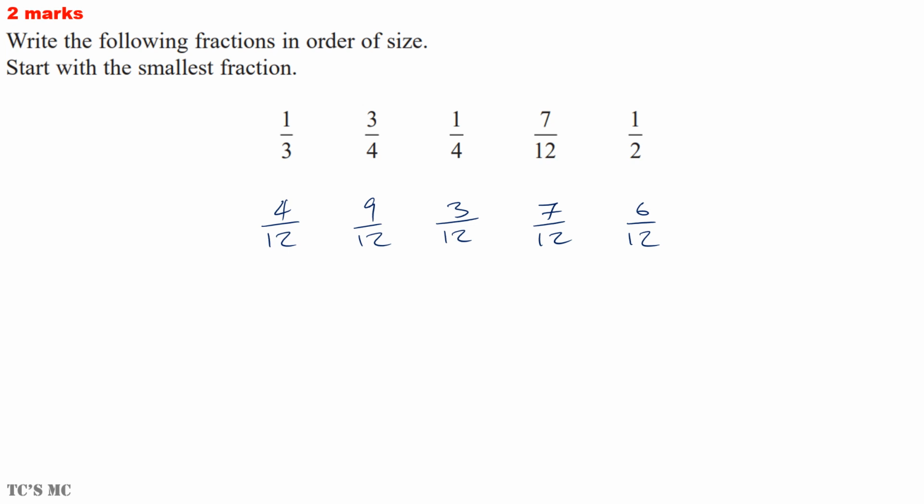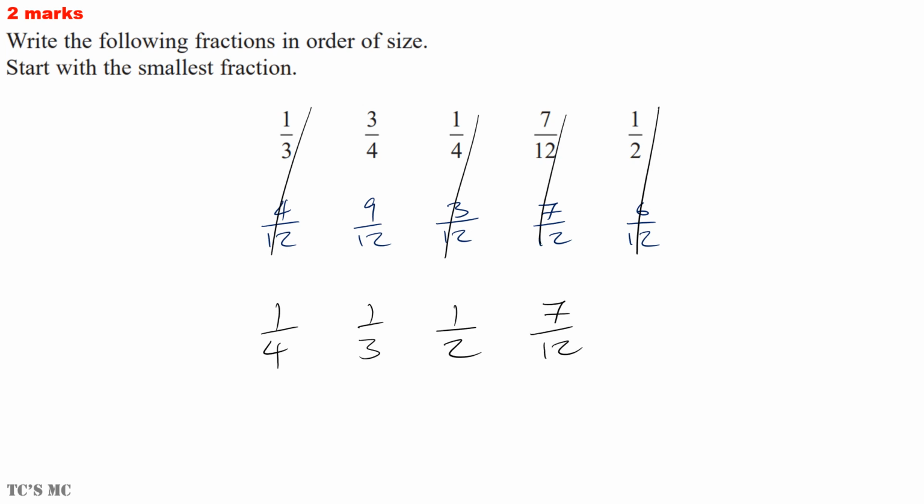So the smallest is 3, which is originally 1/4. Then I've got the 4/12, which was a third. Then the 6/12, which was a half. Then the 7/12, which is a 7/12. And the last one, 3/4. So once I've written them in the correct order, I've got my second mark.